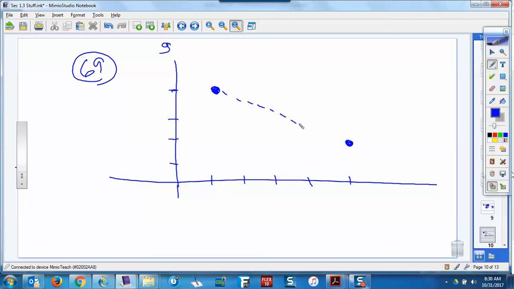Could this graph go straight from that point to that point? No. It's got to curve, and so the graph's got to go where? Above or below that line?